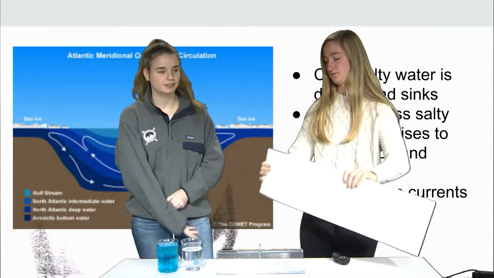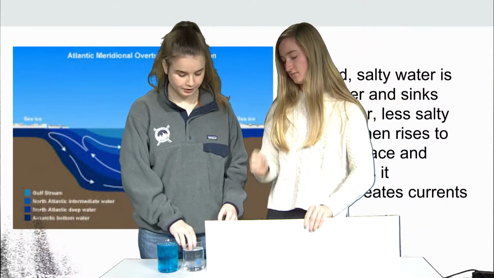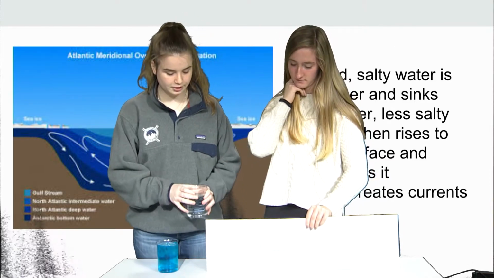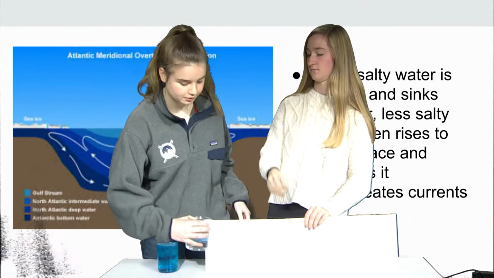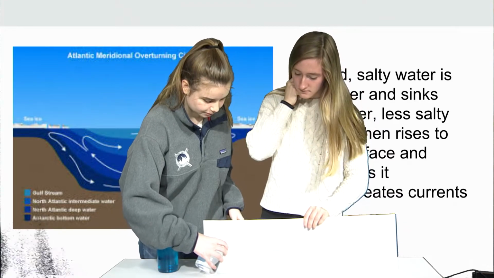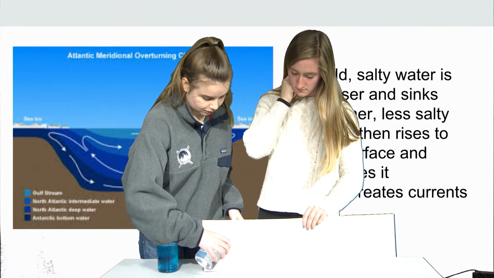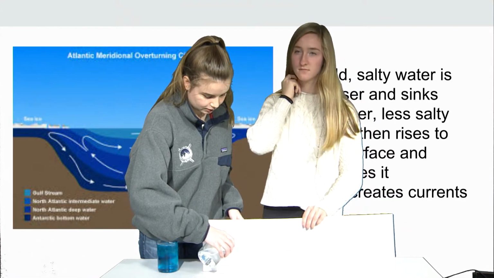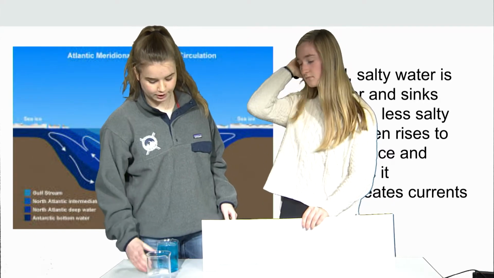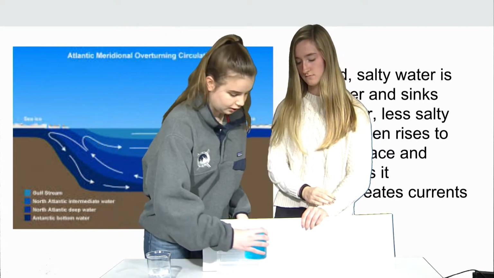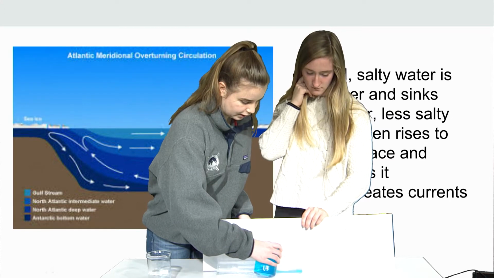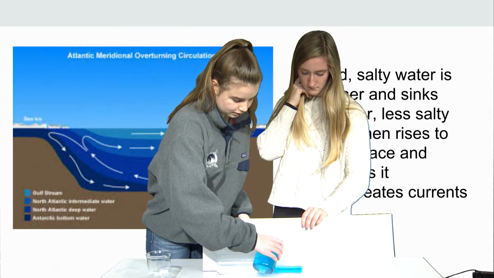Okay, so this demo is gonna show you about convection and how ocean currents are powered. We're first gonna pour some room temperature water on one side of this container. And then on the other side, this is colder water. It's denser, and it's also dyed blue so that you can see the difference.